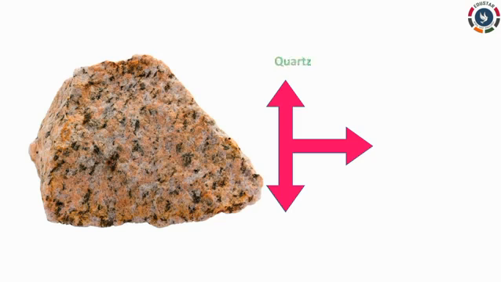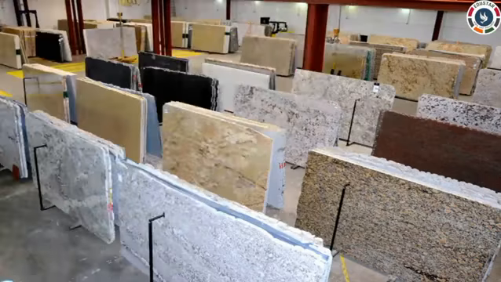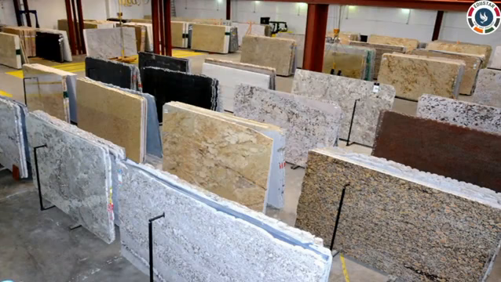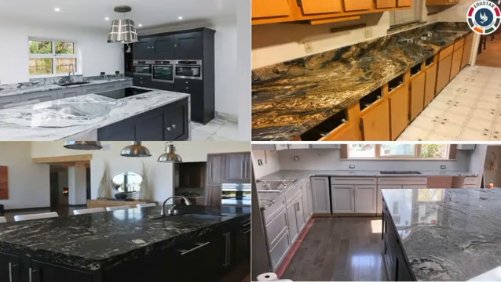It is rich in quartz, feldspar, and mica. It comes in many colors. It is used for making kitchen counters, floors, statues, etc. This is the most common igneous rock found on the earth.